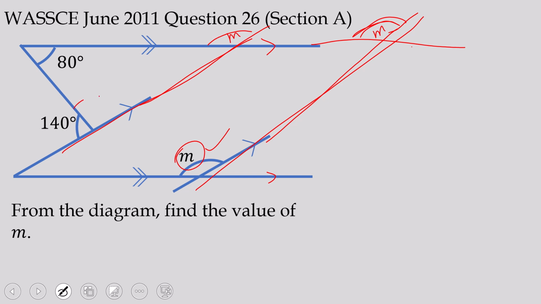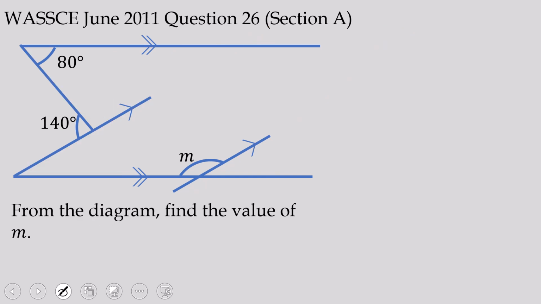And I can have this over here to be 40 degree. So I have this to be 40 degree. Then I can have this over here to be 180 minus M. So I can do 40 plus M plus 180 minus M is equal to 180. That is from the triangle over here. I can do that to get my answer. That is one way to solve this, but that is not what I'm going to do.